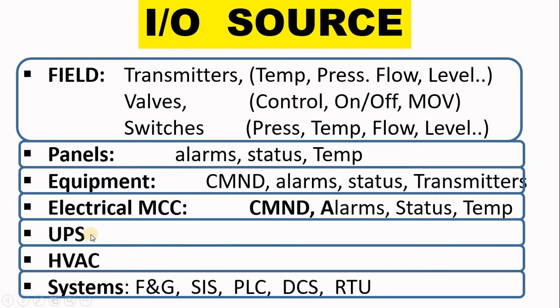UPS, normally you receive some statuses about the UPS conditions, battery conditions. HVAC, you can read the status of the HVAC, but also you can close some dampers or start some of the fans and so on. Same as fire and gas, SIS, we can send and receive I/Os also.